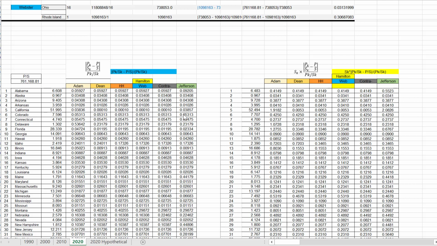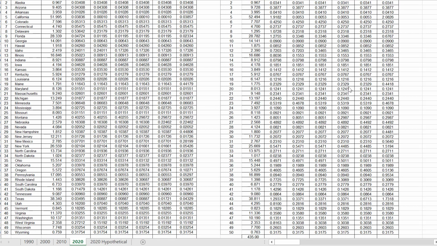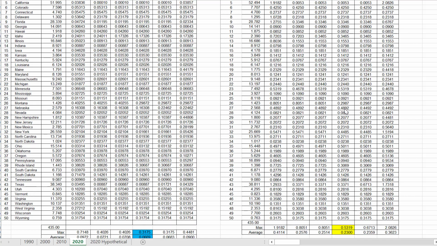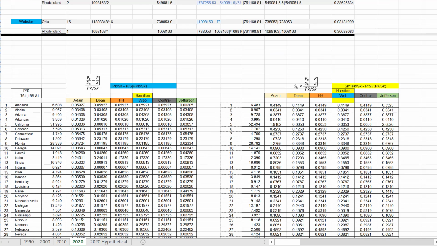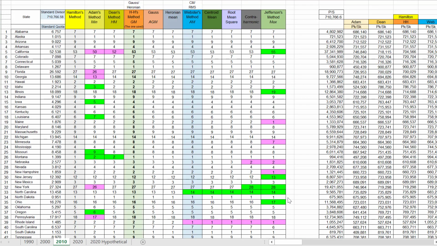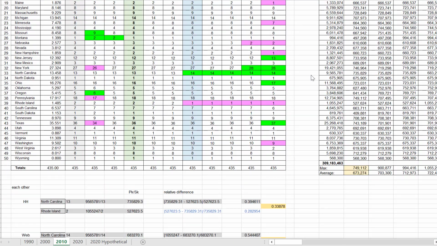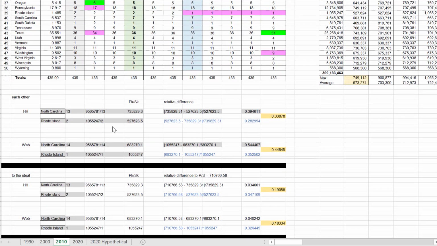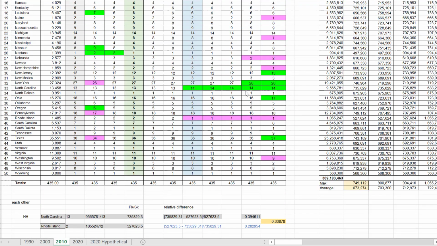But Hamilton jumps in anyway. If you multiply this quantity by the number of seats each state gets, all of a sudden Hamilton will minimize that. Now in this case, Hamilton and Webster are actually the same apportionment. So if we look at some other apportionments where they're different, so here in 2010, Hamilton is the same as Huntington Hill, but different than Webster. If we look at the Huntington Hill versus Webster, so they only differed from North Carolina and Rhode Island.